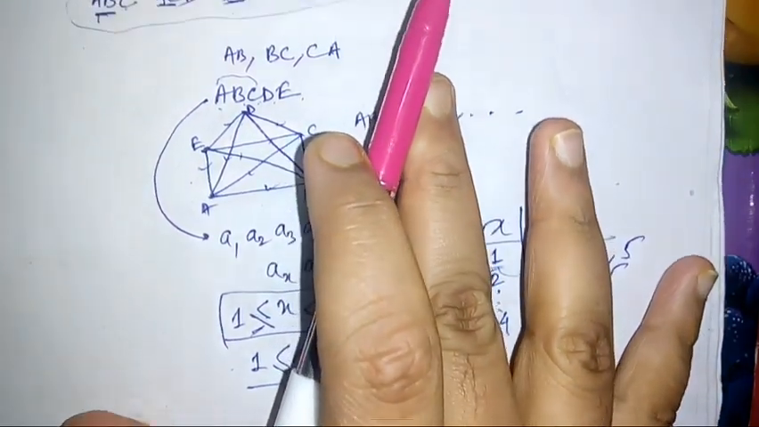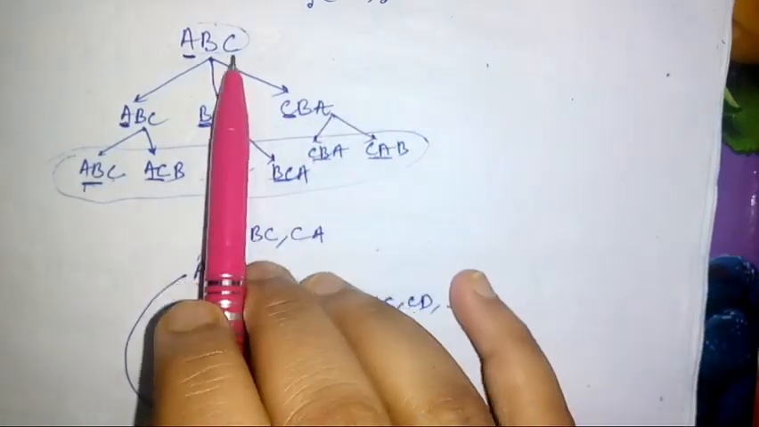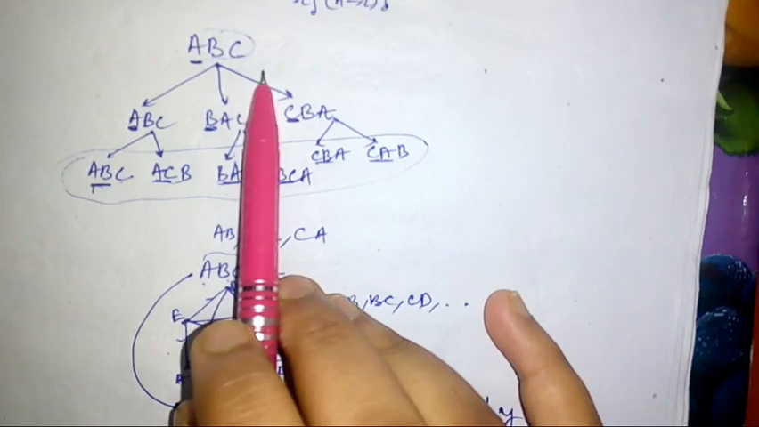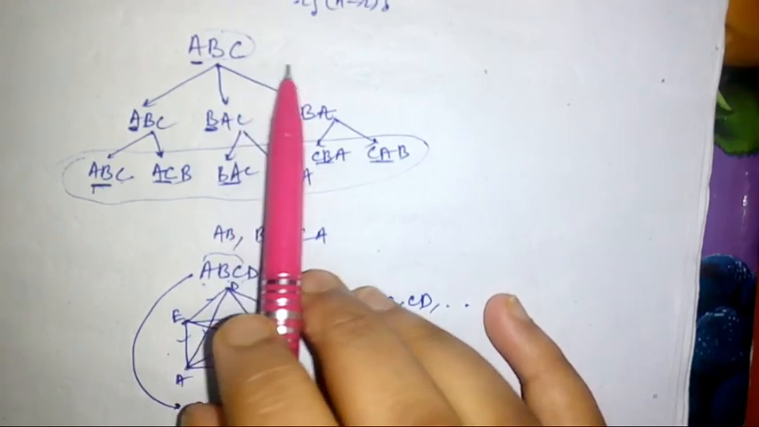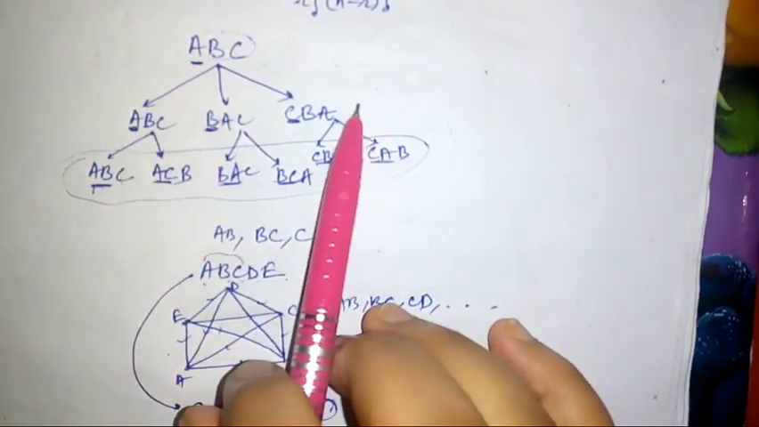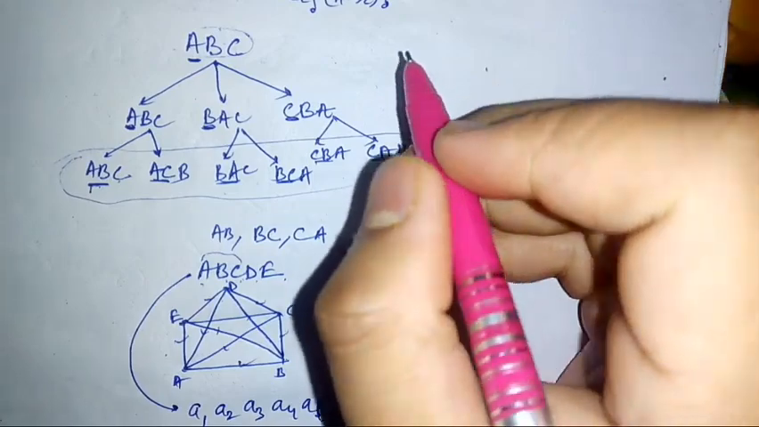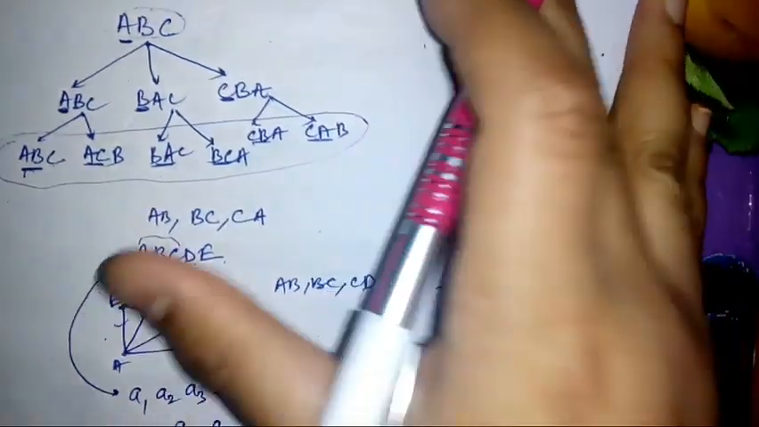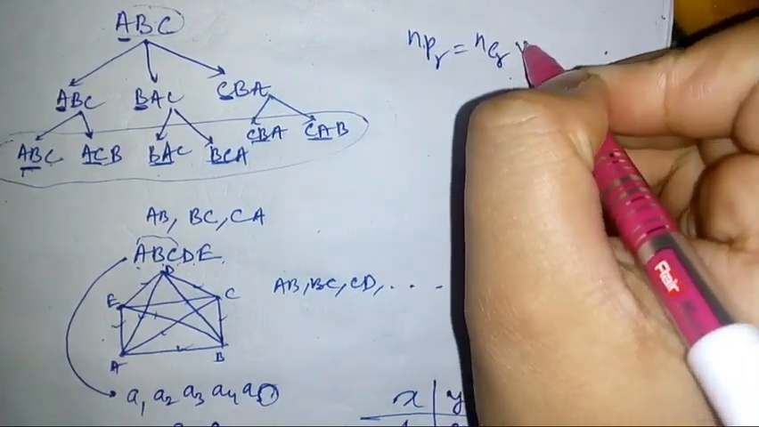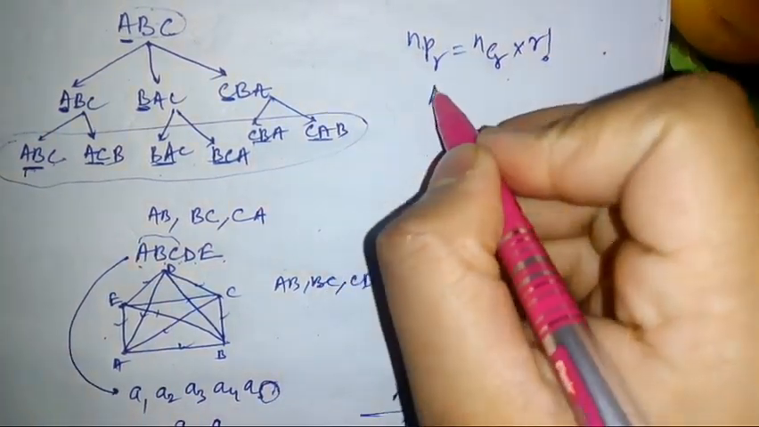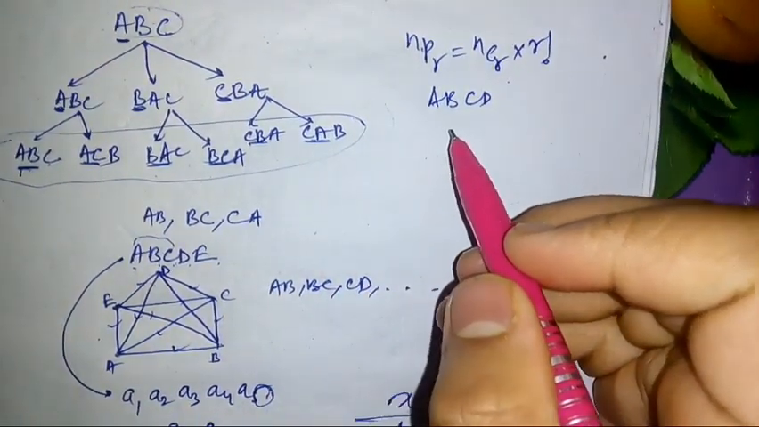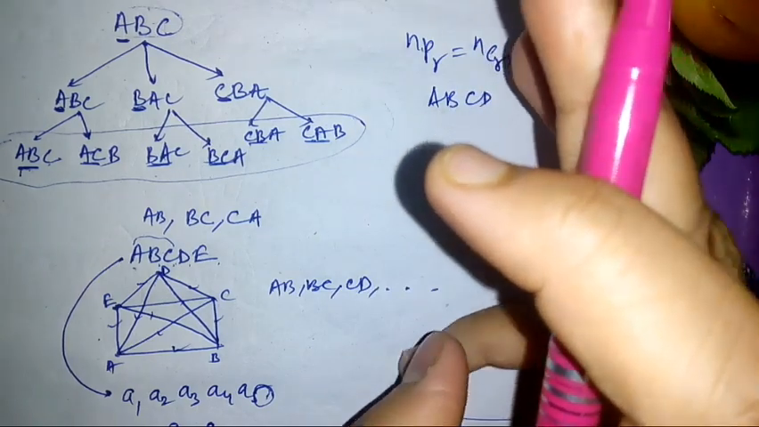But for permutations, previously I told you that the method where we swap the variables is valid mostly for permutations when we take all the objects or all the letters at a time. If we do not take all the letters at a time, then the method is slightly different. Then we use this formula: nPr equals nCr times r factorial. For example, in the set A, B, C, D, if I want to find the permutations by taking 3 at a time.